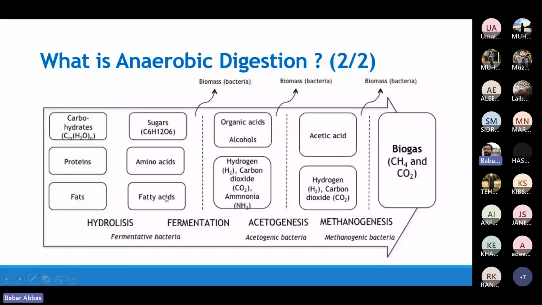And this is the transition stage that fermentation takes place and organic acid, alcohol, hydrogen, carbon dioxide और अमोनिया बनती है. Then comes the acetogenesis जिसमें हमारे पास acetic acid and finally methanogenesis results in the production of the CH4 and CO2.